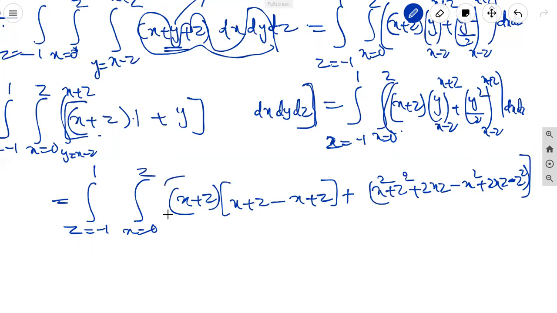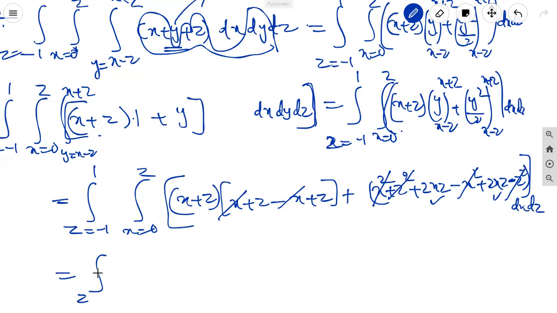Whole dx dz. Minus z square minus x square plus z square plus x square cancel, 2xz plus 2xz is 4xz, minus x plus x cancel, z plus z is 2z.